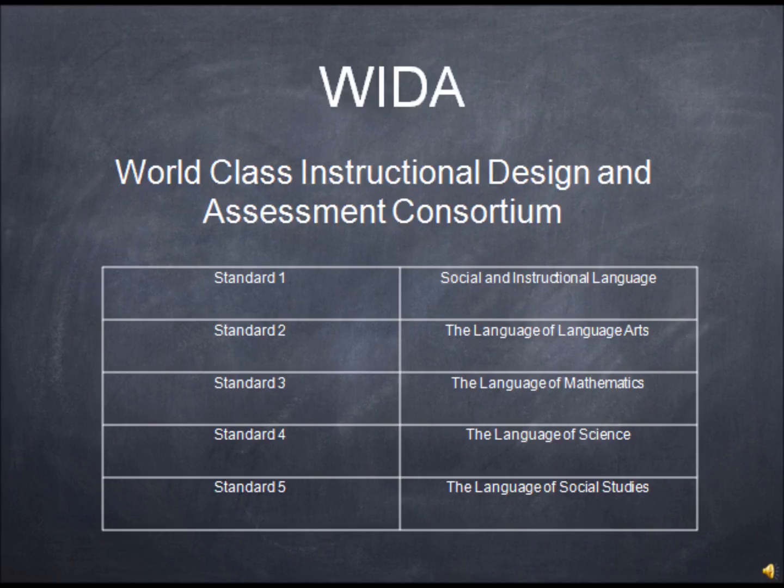Tennessee ELL students are assessed using the WIDA, World Class Instructional Design and Assessment Consortium, English Language Proficiency Standards. There are currently 27 states that follow the standards, assessments, and professional development outlined by WIDA. The following standards were developed by the WIDA Consortium in 2007. Standard 1, Social and Instructional Language. Standard 2, the Language of Language Arts. Standard 3, the Language of Mathematics. Standard 4, the Language of Science. And Standard 5, the Language of Social Studies.